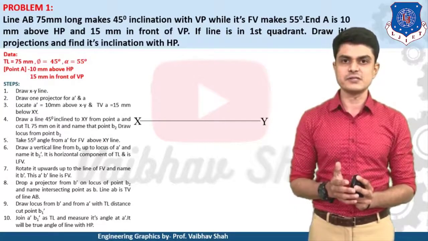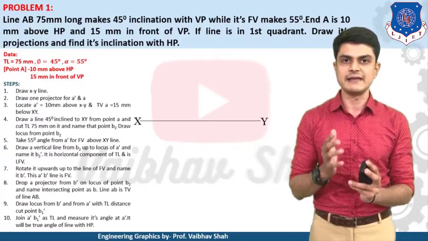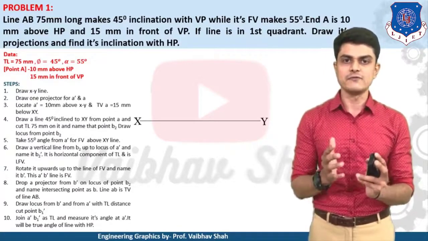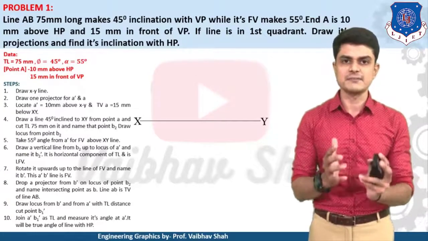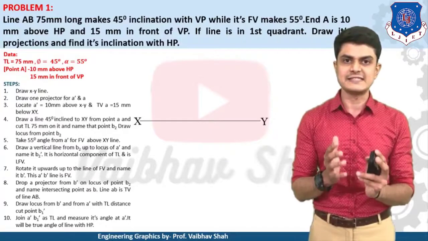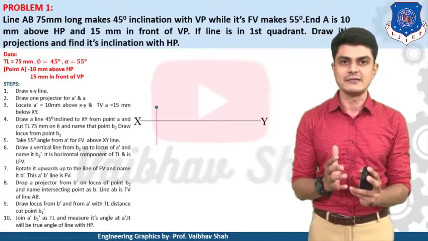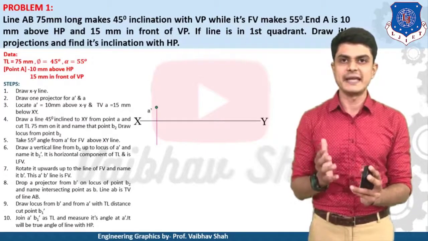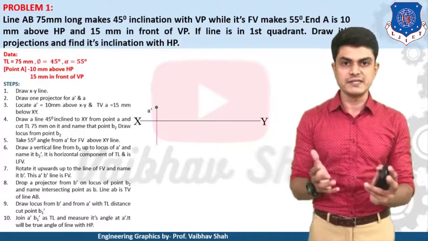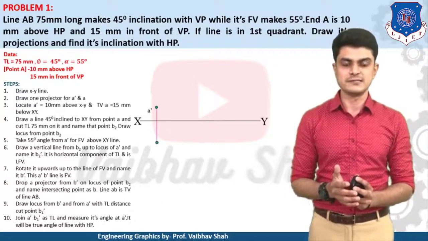Then let us first indicate these points, that means the projections of these points A dash and A. We will be using the table from the projection of point chapter. So let us remember the table from the projection of point chapter. Here point A is 10 mm above HP. That means A dash would be 10 mm above XY line. Then it is 15 mm in front of VP, which means that your point A would be 15 mm below XY line like this.